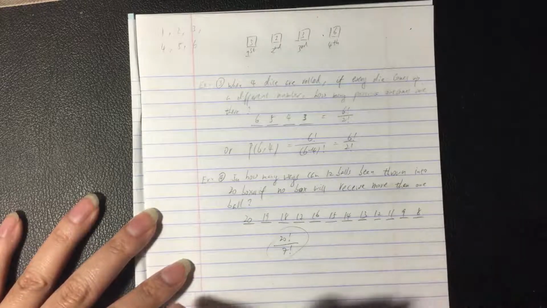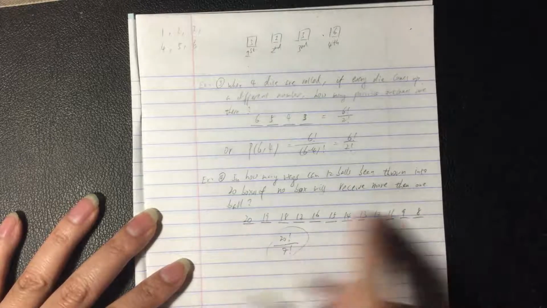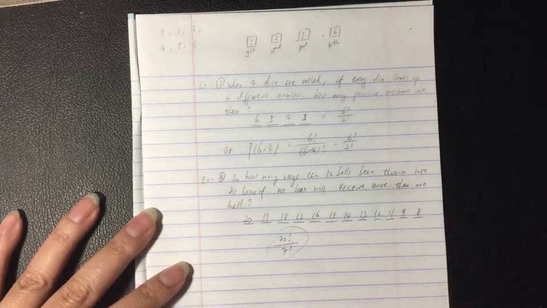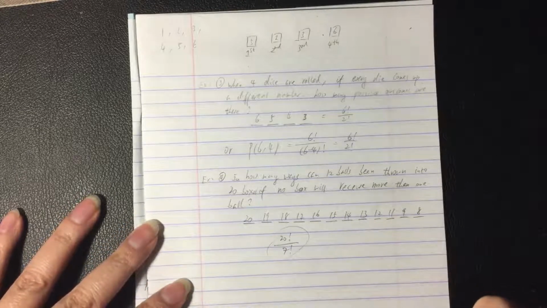But the thing is, if I use the counting principle, there is too much counting here. We have to count 12 numbers. Can we use the permutation rule to get an answer?